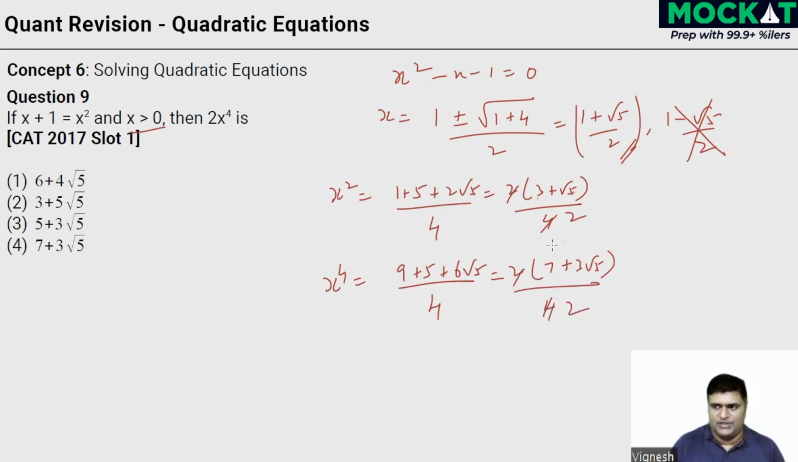x power 4 is this. 2x power 4 is nothing but into 2. If I multiply over here, this cancels and you just get 7 plus 3 root 5 is the answer over here, right? 7 plus 3 root 5 is the answer, and so option 4 is the answer here.